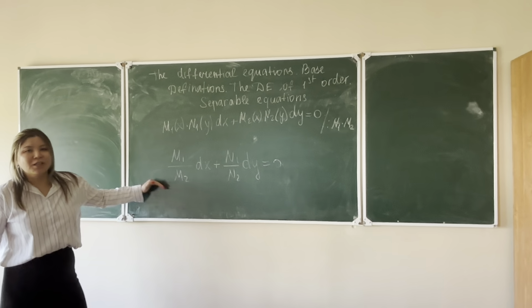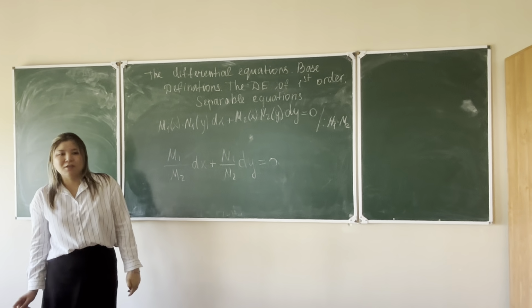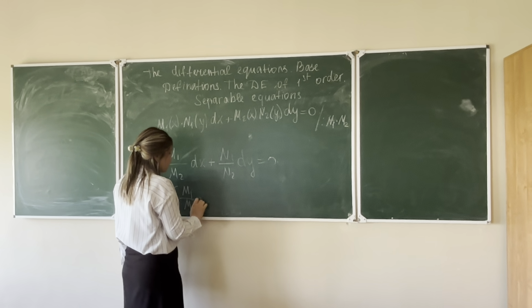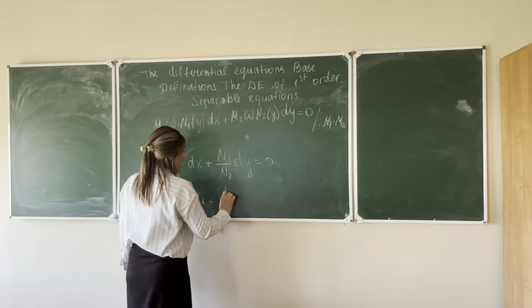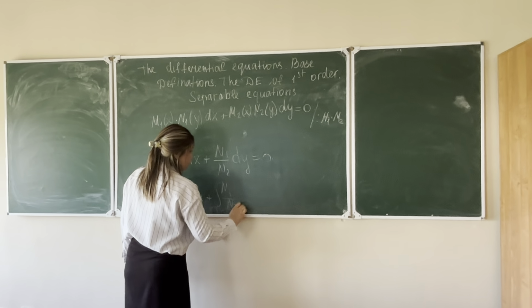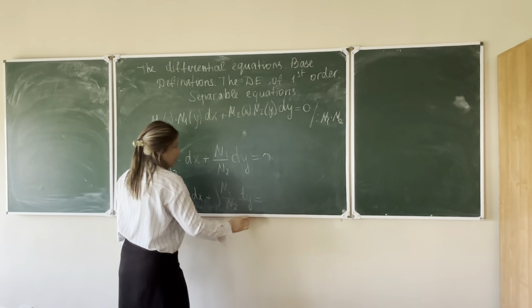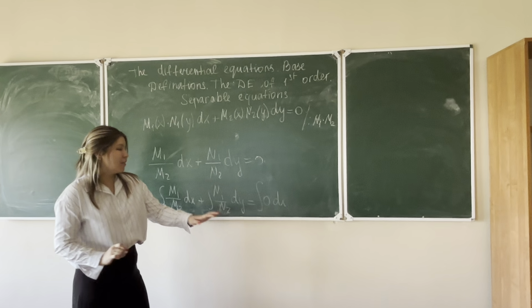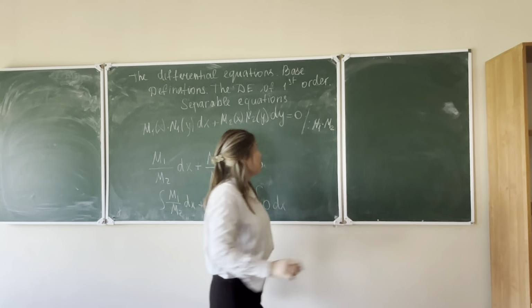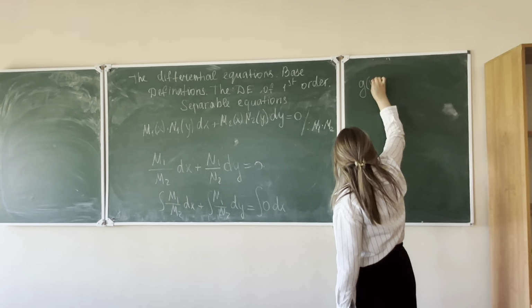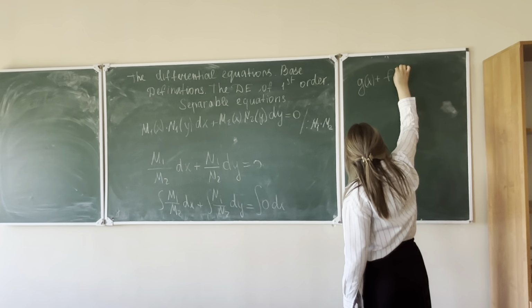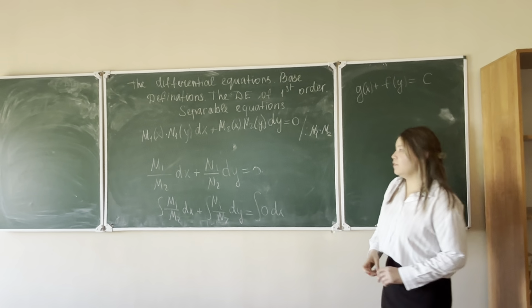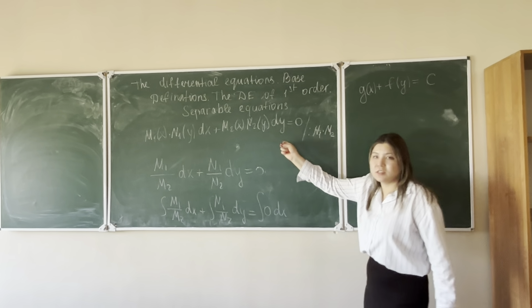To solve this equation, we need to integrate with respect to each variable. We can write the general solution as the integral of 0 for each variable, with dx or dy, and here we obtain F(x) plus G(y) equal to C, and it is called the general solution of these forms of separable differential equations.